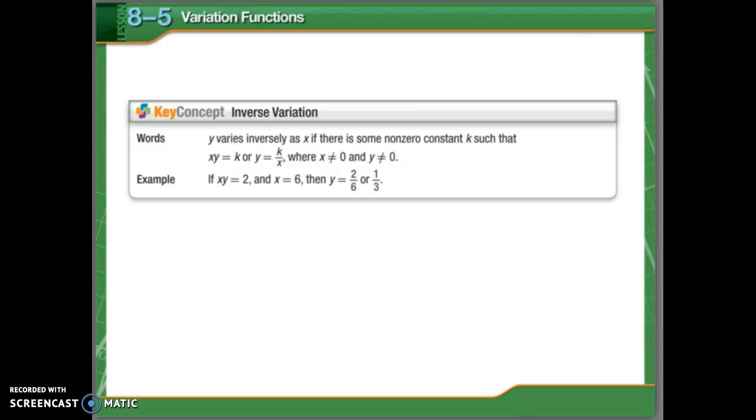All right, the next concept is inverse variation. For inverse variation, the formula changes to y equals k over x. The concept here is when one term gets bigger, the other gets smaller. So for direct variation, if one gets bigger, the other gets bigger. If one gets smaller, the other gets smaller. But for inverse, when one goes up, the other goes down.